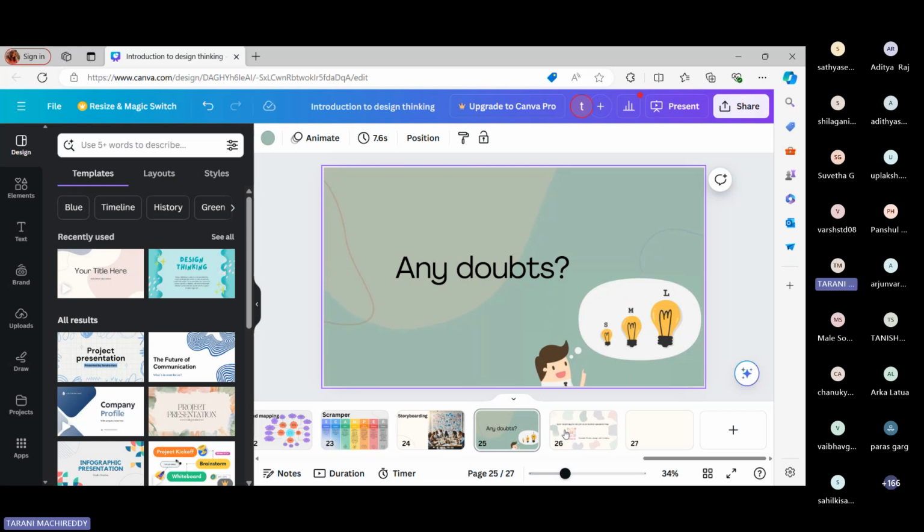Next class, software requirement. Yeah, in the next class, you will be going through Fusion. So you need to install Fusion, I guess. Everything, they'll tell.